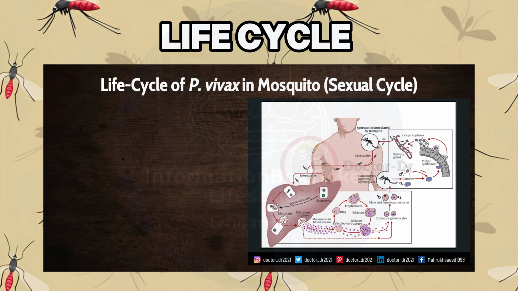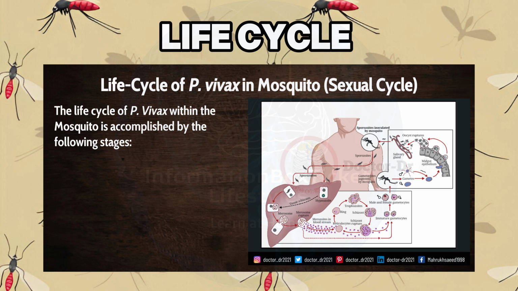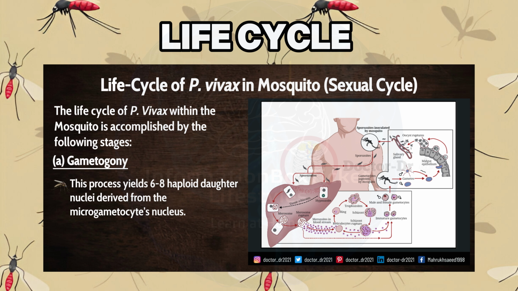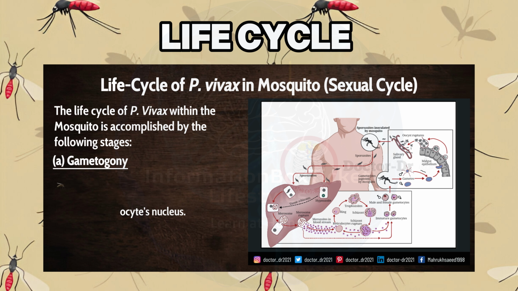Life cycle of P. vivax in mosquito, sexual cycle. The life cycle of P. vivax within the mosquito is accomplished by the following stages. A. Gametogony. Upon entering the stomach of a female Anopheles mosquito, microgametocytes undergo a process known as exflagellation. This process yields 8 haploid daughter nuclei derived from the microgametocyte's nucleus.